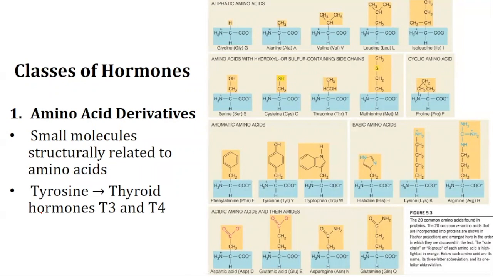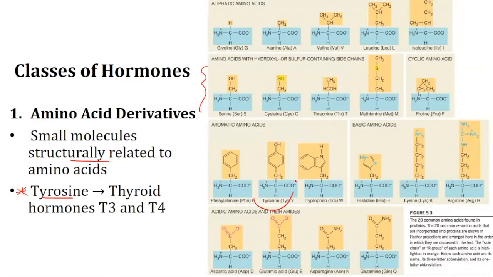Amino acid derivatives are, of course, derived from amino acid structures. Here you can see 20 different types of amino acids. We know that amino acids make up proteins and peptides. So amino acid derivatives are small molecules structurally related to amino acids. One important example is the derivative of tyrosine.